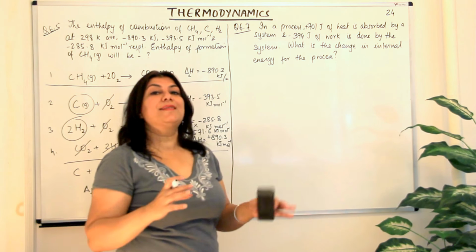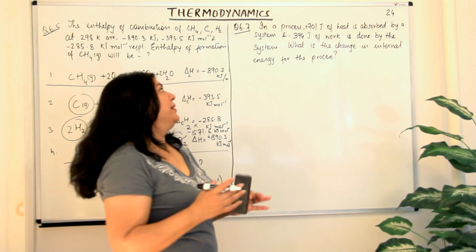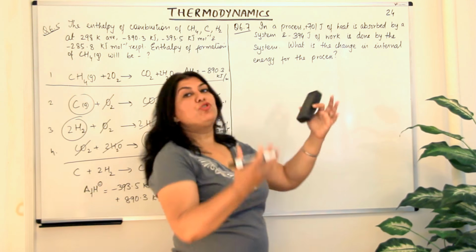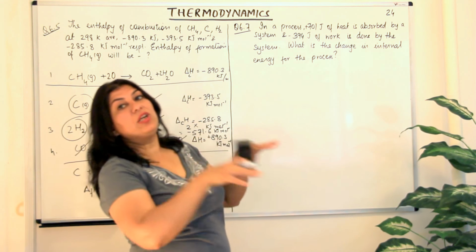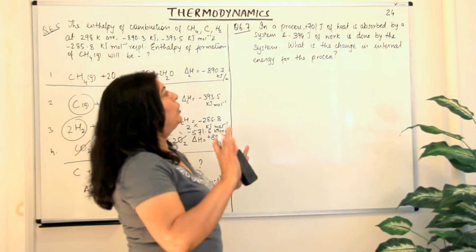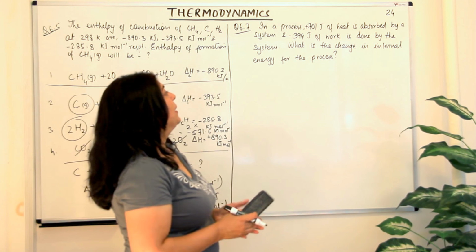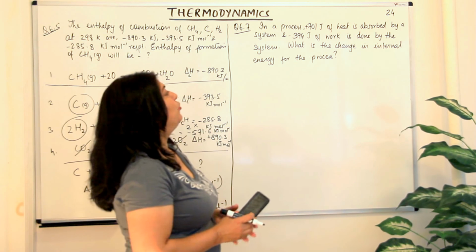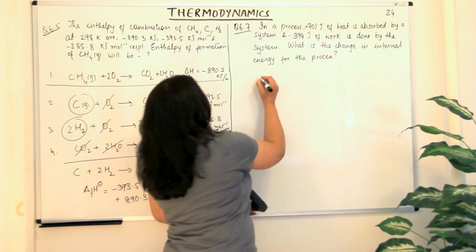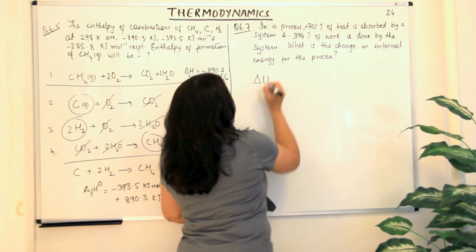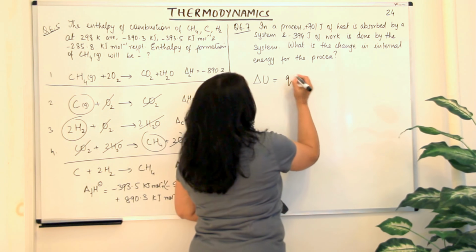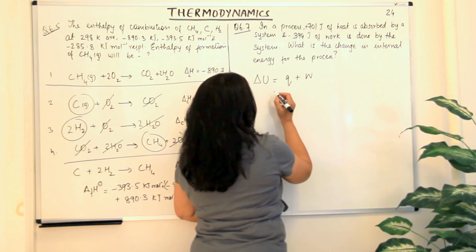Work done by the system has a negative sign and work done on the system has a positive sign. Similarly, heat absorbed is positive and heat lost is negative. So, now we know the signs for both the heat and the work. What is the change in the internal energy for the process? We know internal energy is delta U. The change in internal energy is equal to the sum of heat and the work done.